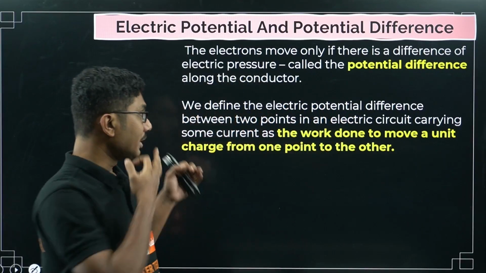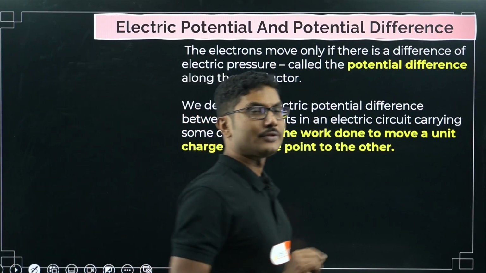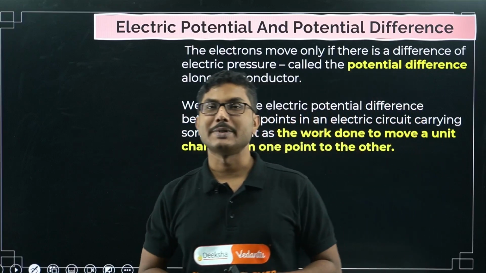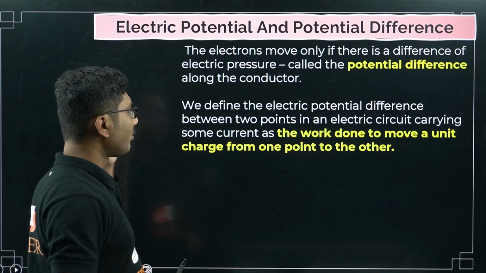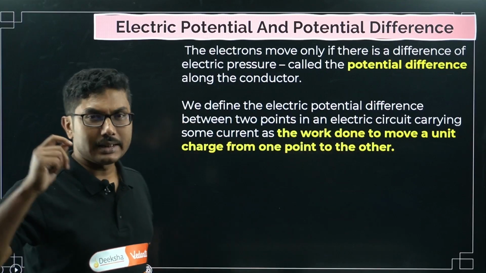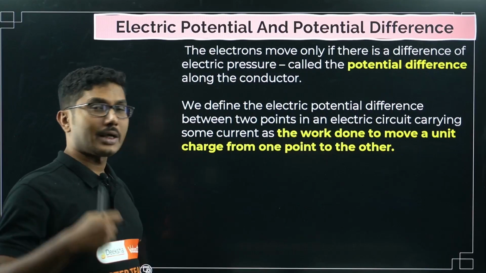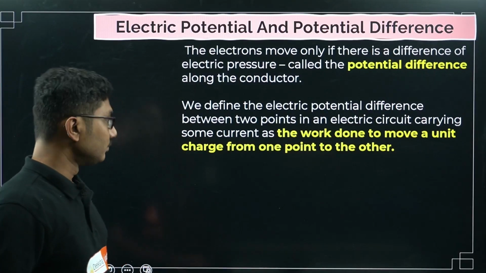Okay, so here the work done to move one charge from one point to another, whatever work that we are doing, that work is basically called the potential. Okay, so from one point to the other, that is the definition. Work done, very important term. You will learn about work done again. As I said, you will learn more about work done in your class 11th.